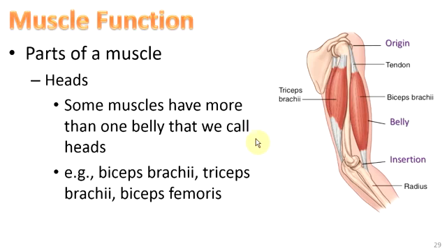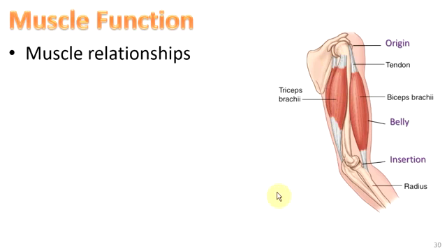So this word here, biceps: bi means two, ceps means head, brachii means arm, which is this part, the upper arm. So this means it's on the arm and it has two heads. Well, the triceps is the same thing, but it's on the back here and it has three heads. Okay, so we have these relationships that we have to define to understand how these muscles interact with each other.